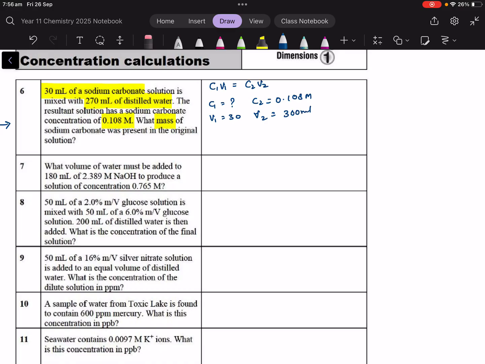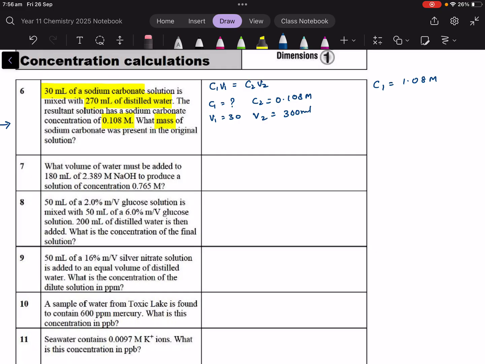Now you use this to calculate the concentration of the original solution, C1. You should get 1.08 molar. That's what you should get. Just rearrange the formula and calculate your C1.